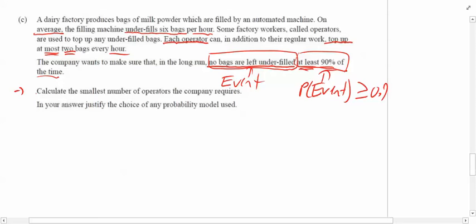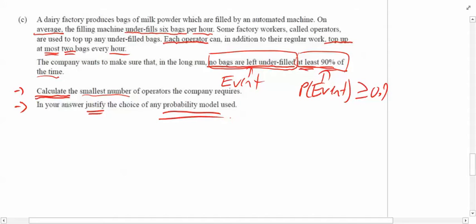First one, calculate. Always underline the verbs. Calculate the smallest number of operators the company requires. Okay. Second one, in your answer, justify. So we've got calculate and justify. Justify the choice of any probability model.